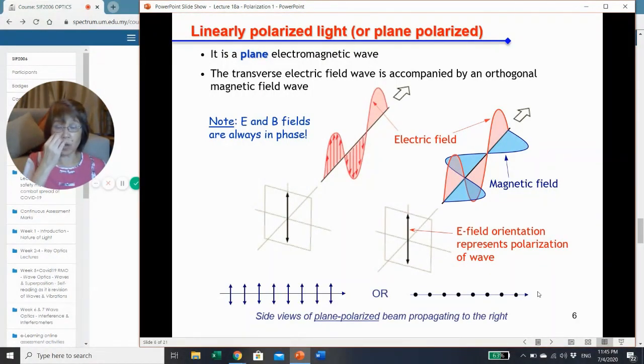Or if you draw it with that simplistic representation, if the direction of propagation is from here to here, then we can draw it as vertical, so the plane is oscillating up and down. And if the plane of oscillation is horizontal, then you can just draw the dots here, and it's propagating from here to here.